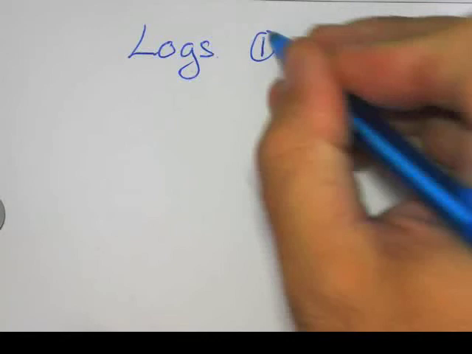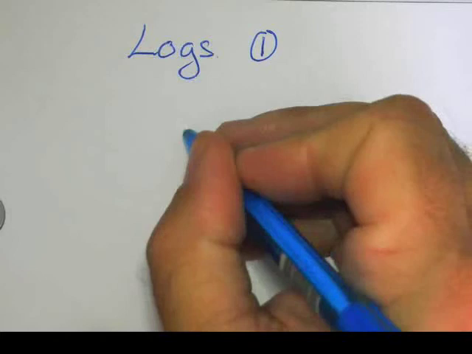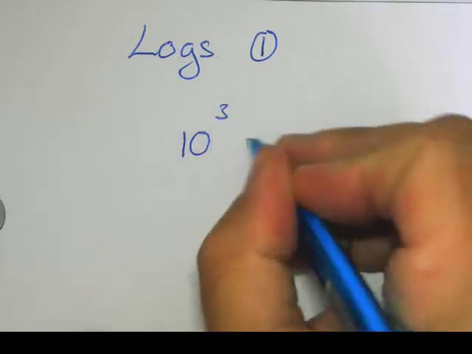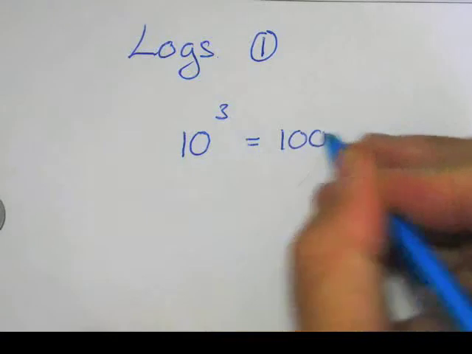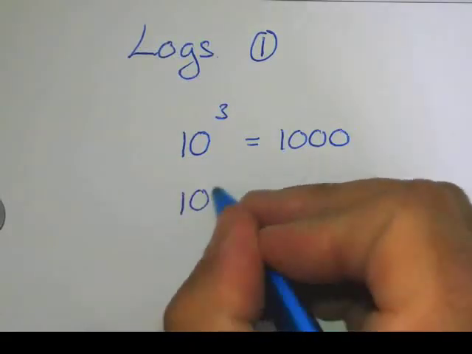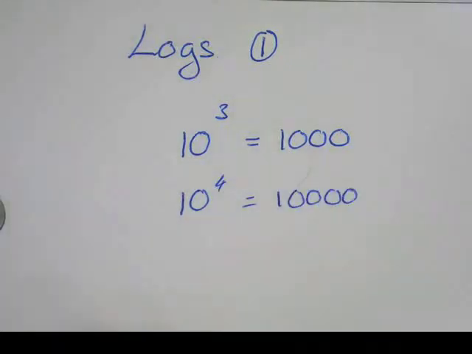Concept of a log. Okay, so the idea is we're trying to solve a problem like 10 to the power of 3, we know, equals 1,000. Okay, and we know that 10 to the power of 4 is 10,000. And those are all quite straightforward, easy things to do.